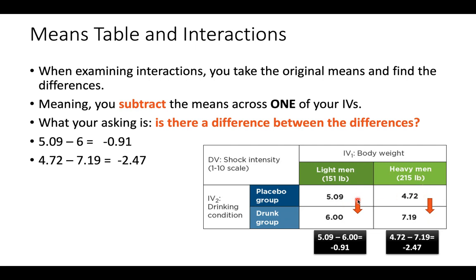Light men see a moderate, maybe small to moderate increase in aggression. Heavy men see a dramatic, large increase in aggression. So, this variable, drinking, is treating men differently based upon their body weight, right? It depends upon your body weight. That key phrase is our marker of an interaction.